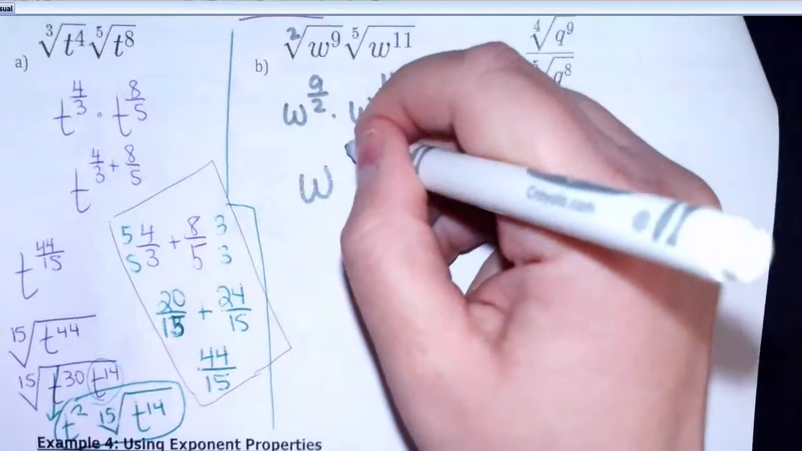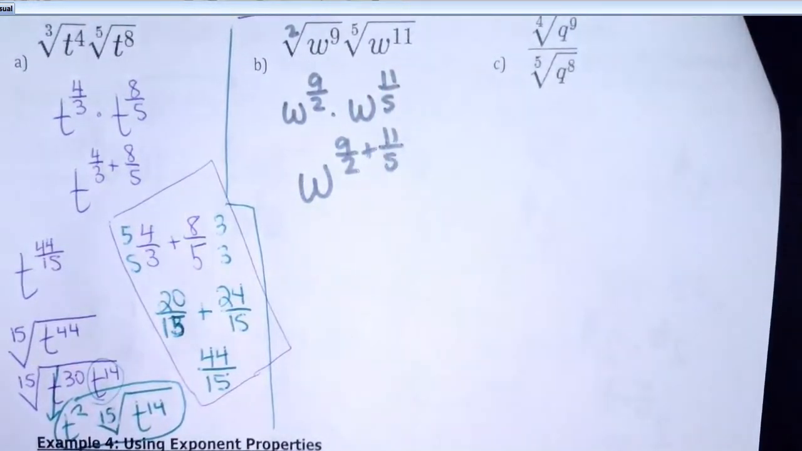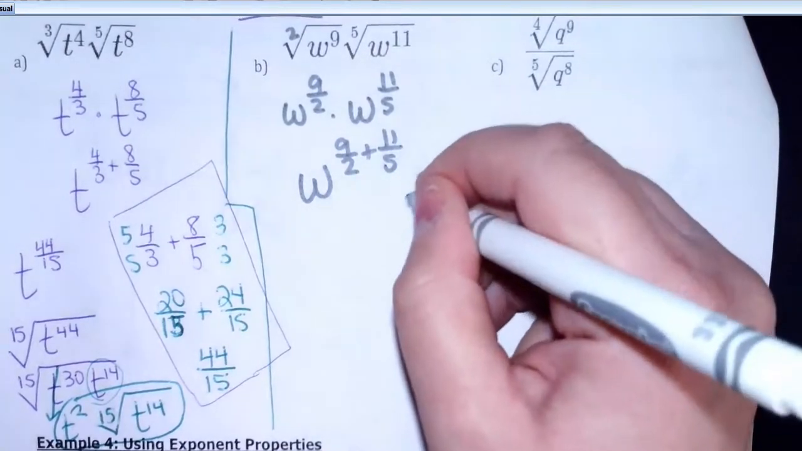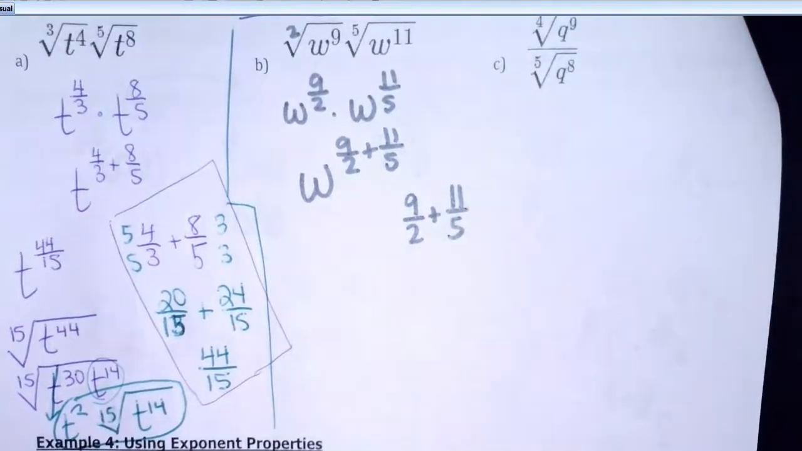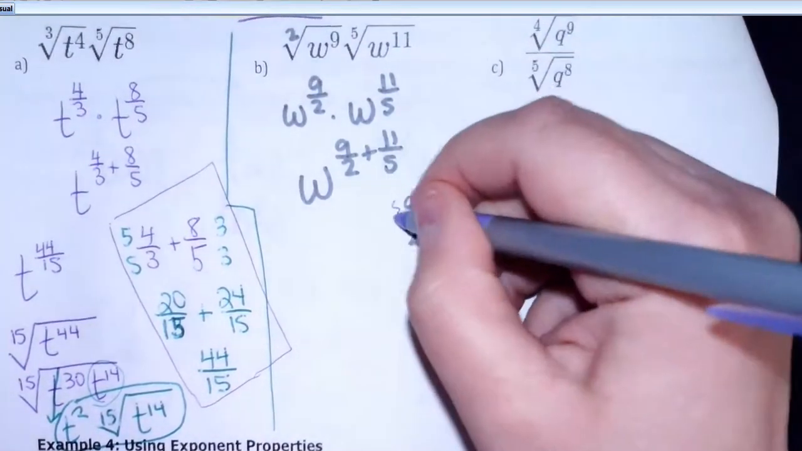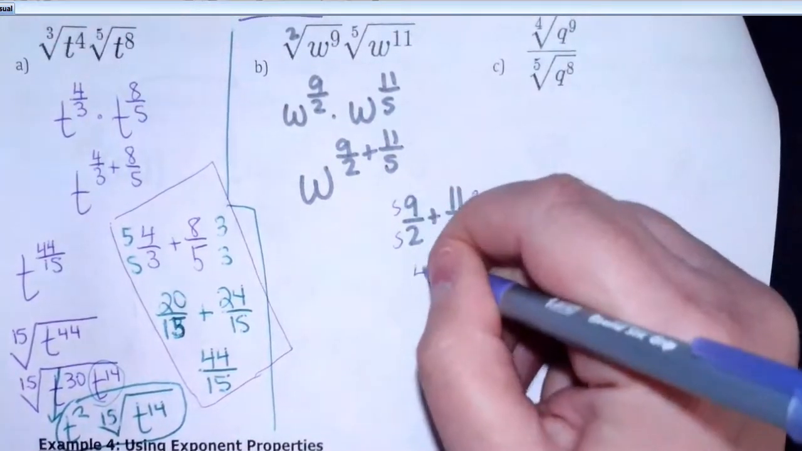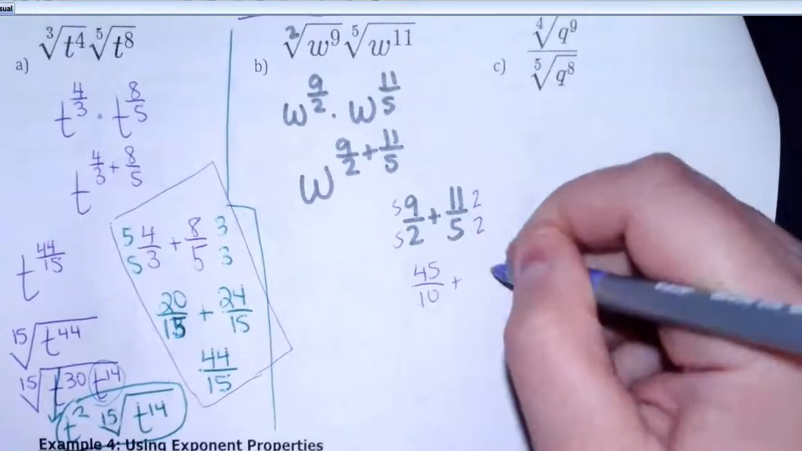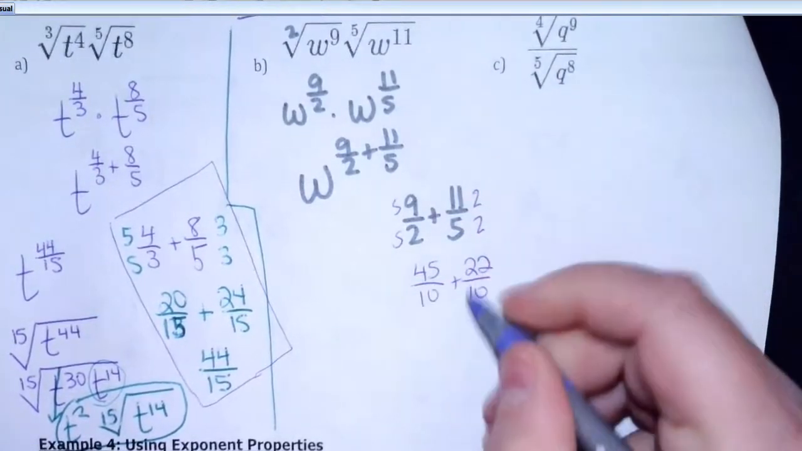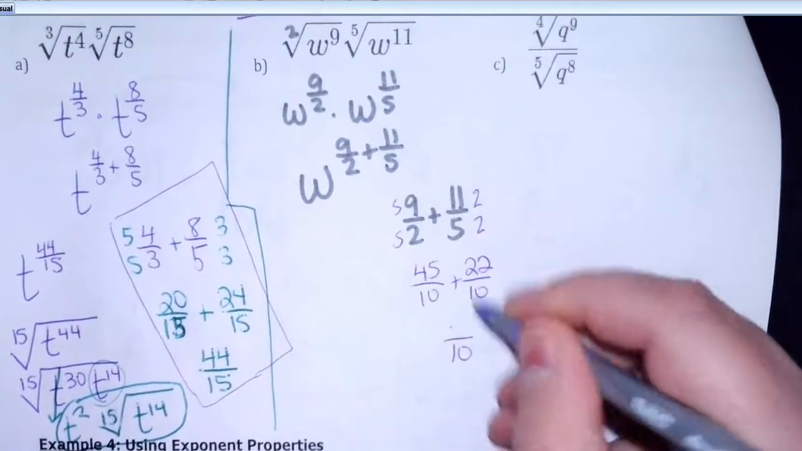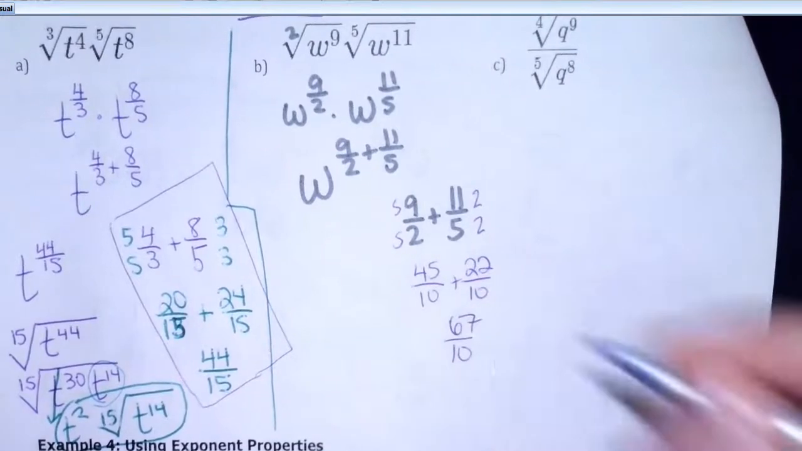So what I need to do there is add those exponents, and I need a common denominator. So the lowest common denominator I'm going to get between 2 and 5 is going to be 10. So top and bottom here by 5, top and bottom here by 2. We're going to end up with 45 over 10 plus 22 over 10. We're going to go ahead and add those because now I have a common denominator. 45 and 22 is going to add up to 67.